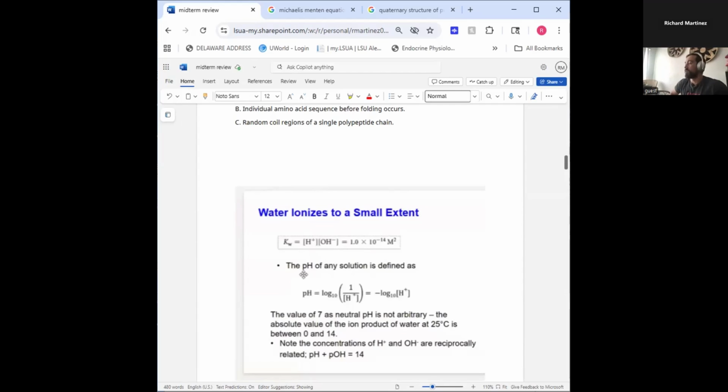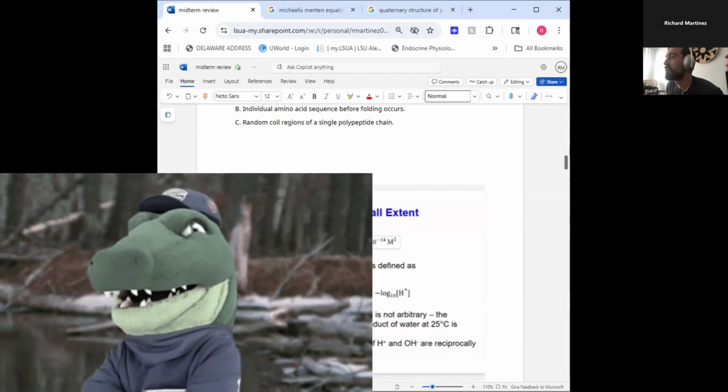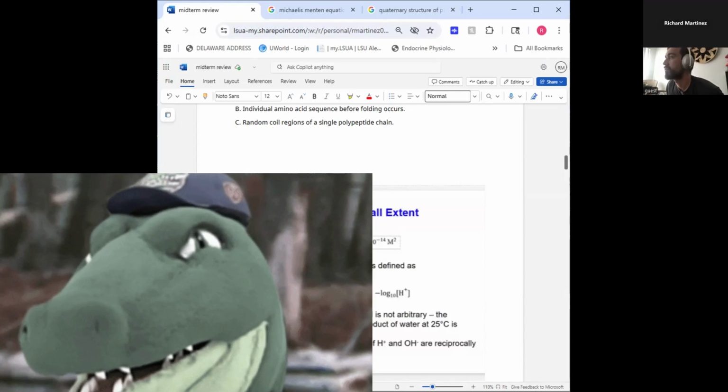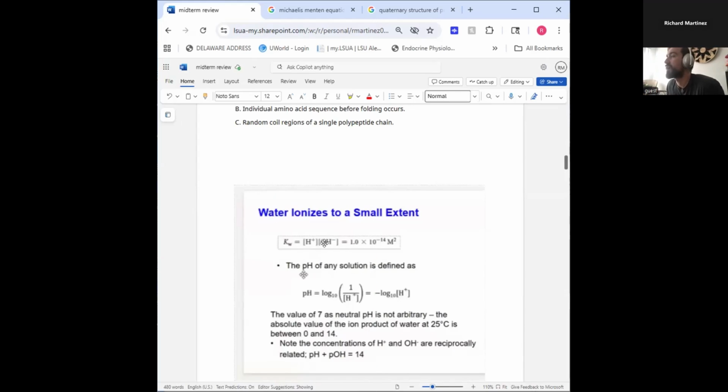And so if one concentration goes up, we're going to notice that the other one goes down. Think about it. Let's say this is 100 and then it goes to 1,000, or it goes to 10,000. This number is going to have to change. Otherwise, this is going to be different.